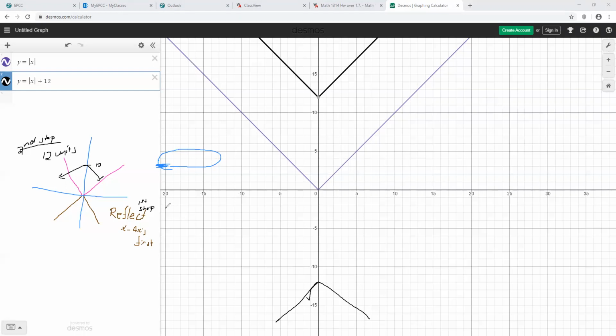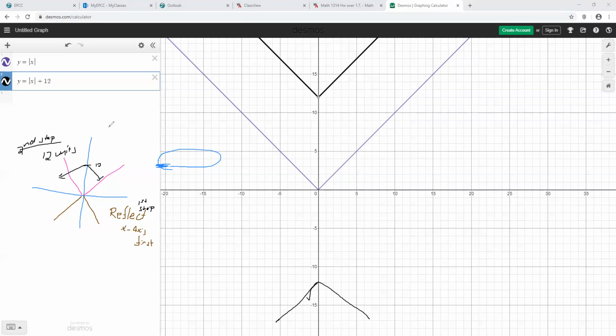If we didn't listen to them and we reflected first, we get the brown graph. Move it up 12 second, and we would get this graph. And that's a different picture than the one they want. Does that make sense? Yes. So we have to follow.